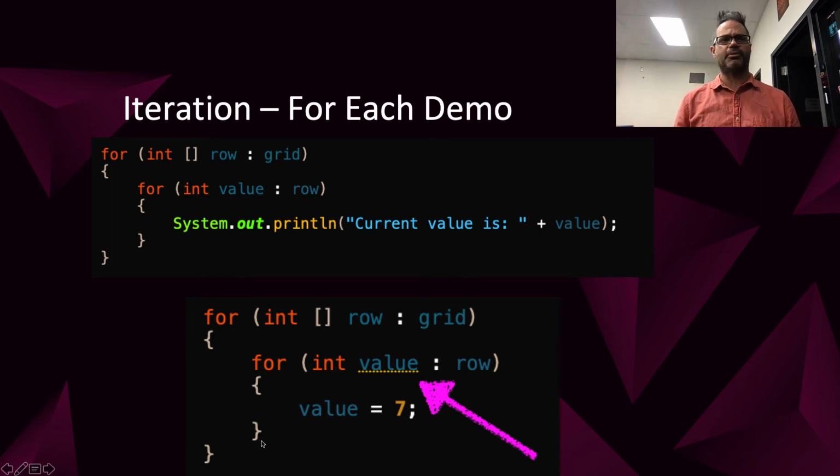It's just a temp variable. It's not actually the value inside the array. And so this is something we don't want to do. It'll compile just fine, it'll run just fine, it won't do anything. So don't do this because it doesn't actually change the structure of the array. It doesn't do anything good.